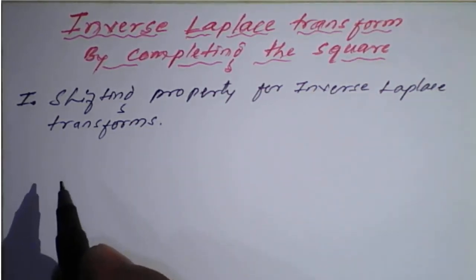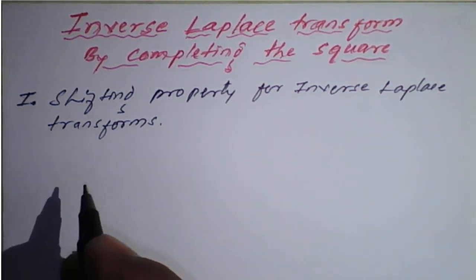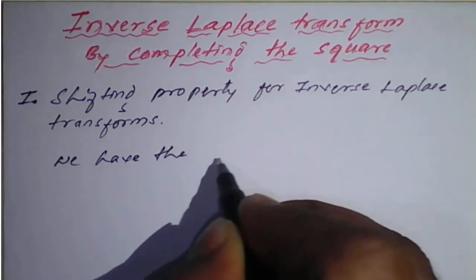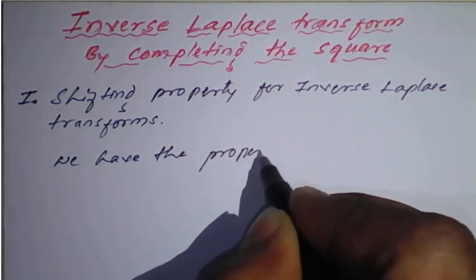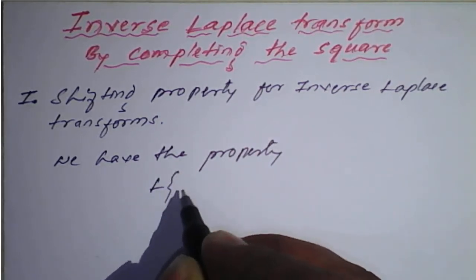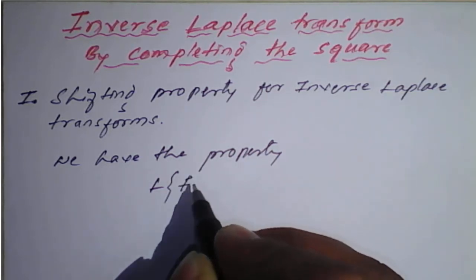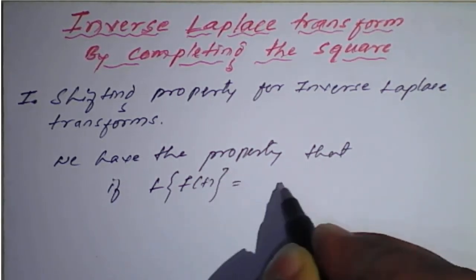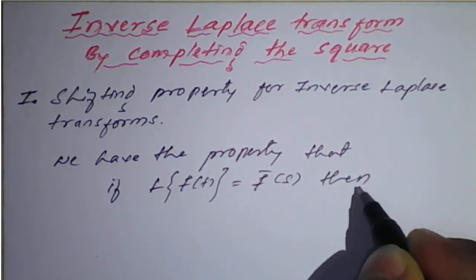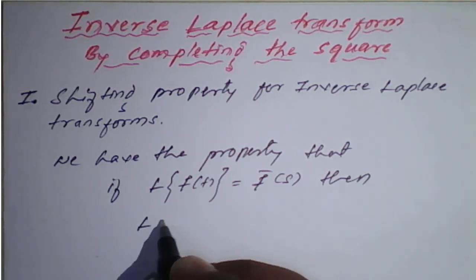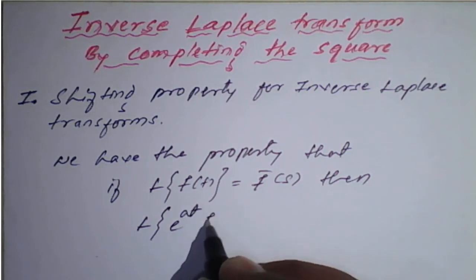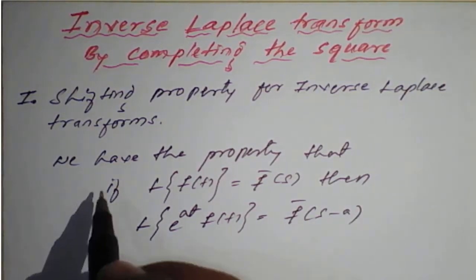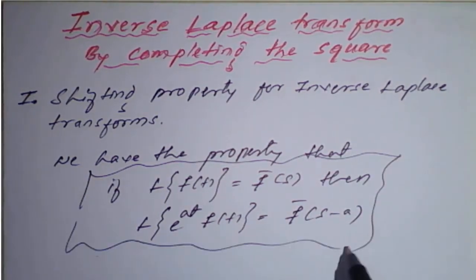property. So already we know the property that if Laplace transform of f of t is equal to f dash of s, then we can write the property. See, already we have done this: e raised to at into f of t can be written as f dash of s minus a. This already we have seen in Laplace transform.